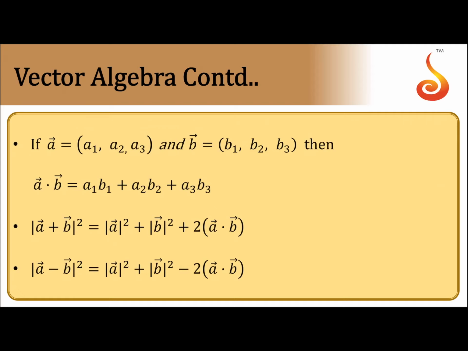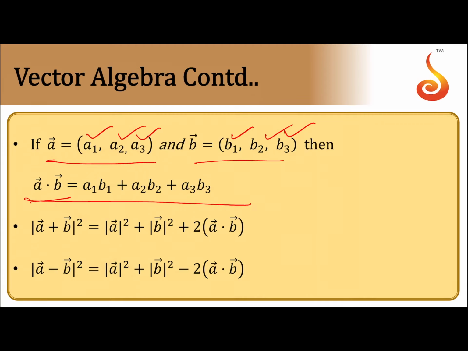Coming to the next property, if A, B are given in terms of components, we know A·B, when A and B are given component-wise, can be calculated as a1b1 + a2b2 + a3b3. That is about A·B. On the same lines, when you take up some identity, (A + B)² means nothing but (A + B)·(A + B), the dot product of A + B with A + B.